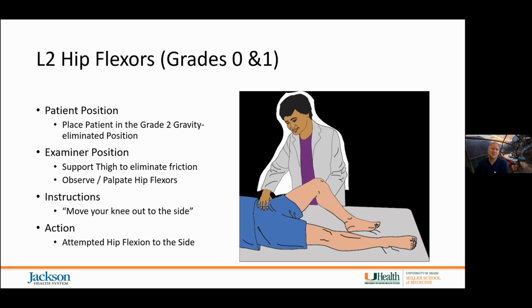Again, the hip flexors, grades 0 and 1. So basically, we put them in a gravity eliminated position where we turn the knee out to the side, and we see with gravity eliminated if they can move their knee up through the full range of motion. So we ask them to move their knee out to the side. If they aren't able to, and you can't see a flicker of movement, then we rate that as 0. If they can move it but not through the full range of motion, we give them a 1.